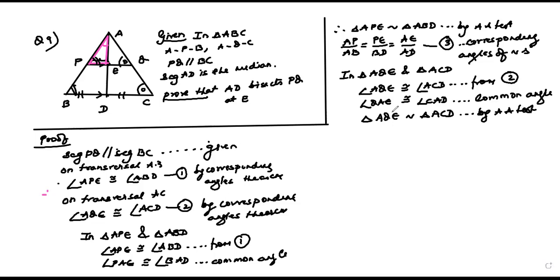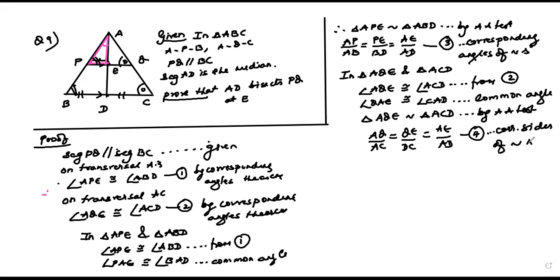Now, once the triangles are similar, the corresponding sides are in proportion. First two letters AQ, AC, and here QE upon CD. Actually, QE I want. QE upon CD equals AE upon AD. This is my statement number 4. Reason is corresponding sides of similar triangles.